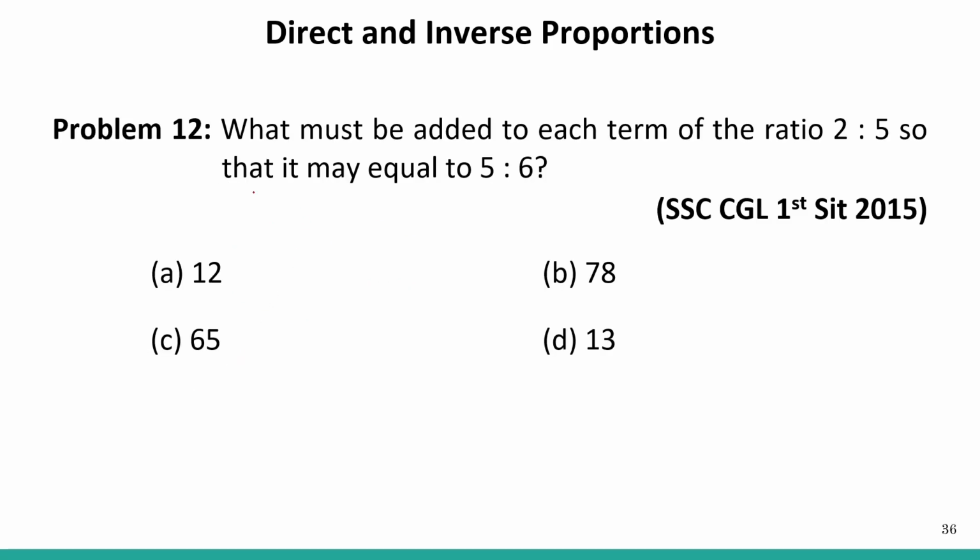Okay. So problem number 12. What must be added to each term of the ratio 2:5 so that it may be equal to 5:6? So is it 12, 78, 65 or 13? This question has also been asked in 2015 SSC CGL first sitting exam paper. Okay, so let's figure out which among these four is the correct answer by a step-by-step solution.